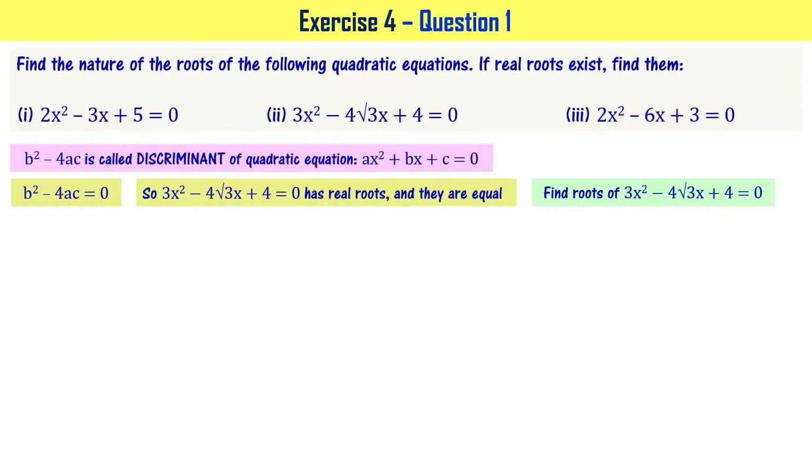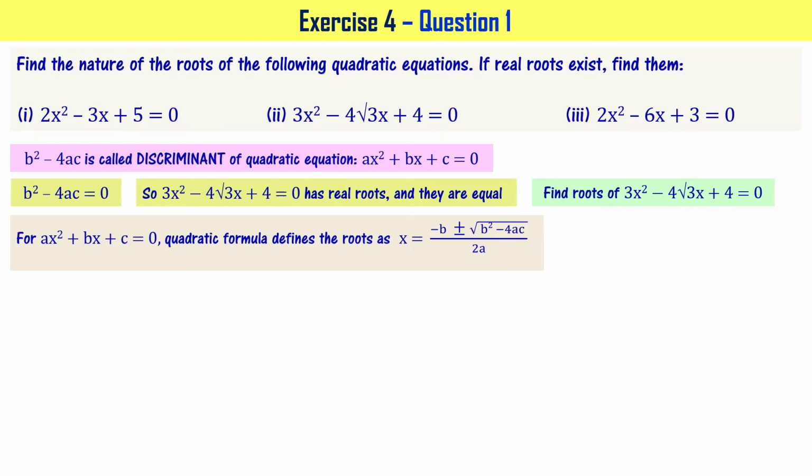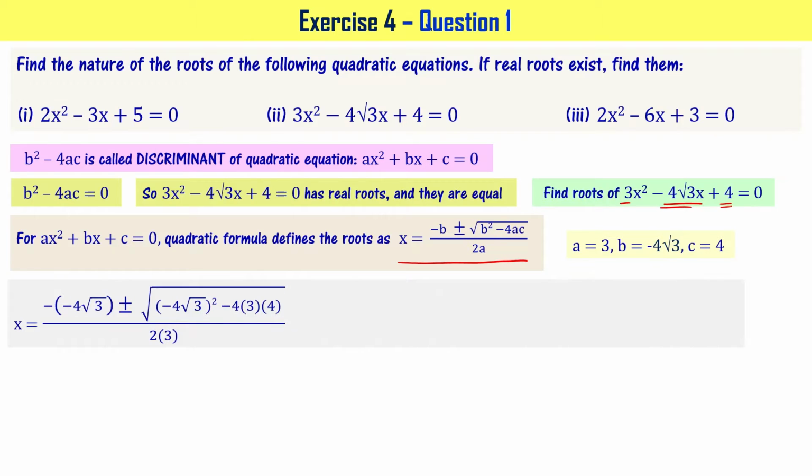For that, we are going to make use of the quadratic formula. It is defined as x equal to minus b plus or minus square root of b square minus 4ac divided by 2a, right? What are the a, b, c values we have to find? a equal to 3, b equal to minus 4 root 3, and c equal to 4, right?